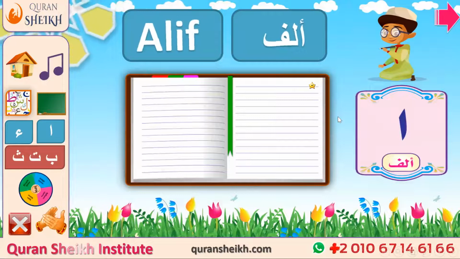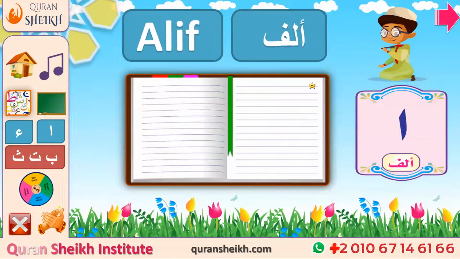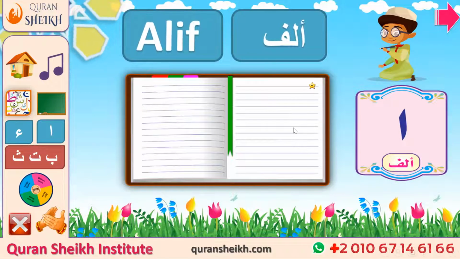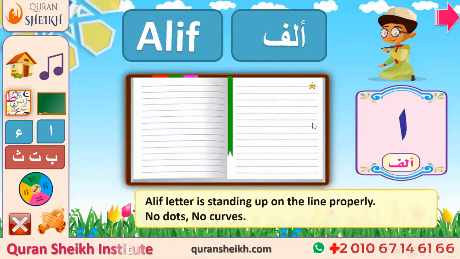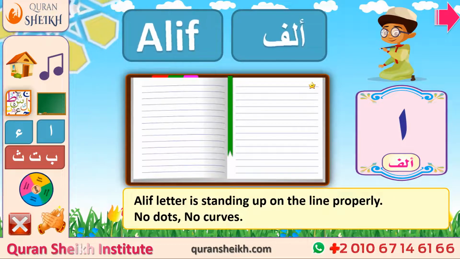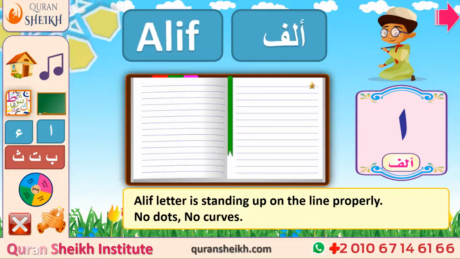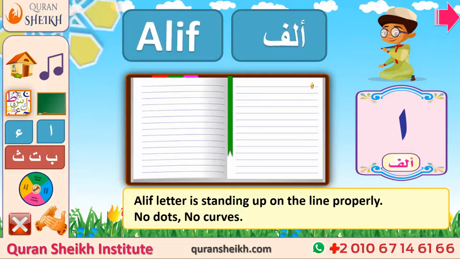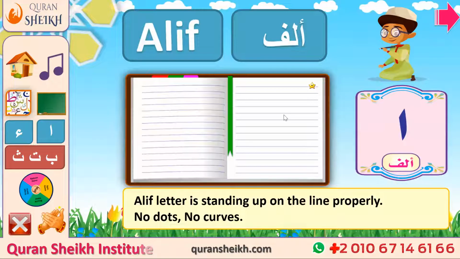This is Alif. Alif. How can we write down Alif? Let's go. The Alif letter is standing up on the line properly. No dots, no curves. It sounds like the number one. Now, how can we write down Alif? It's so easy. No dots above or below this line, just a line, and no curves. Just standing up properly.